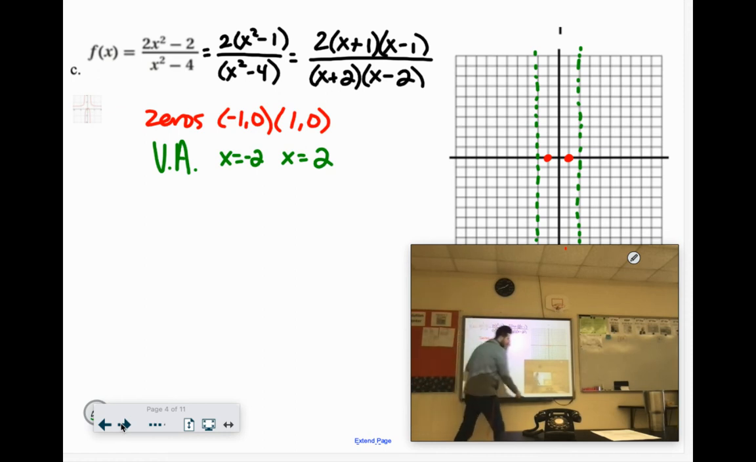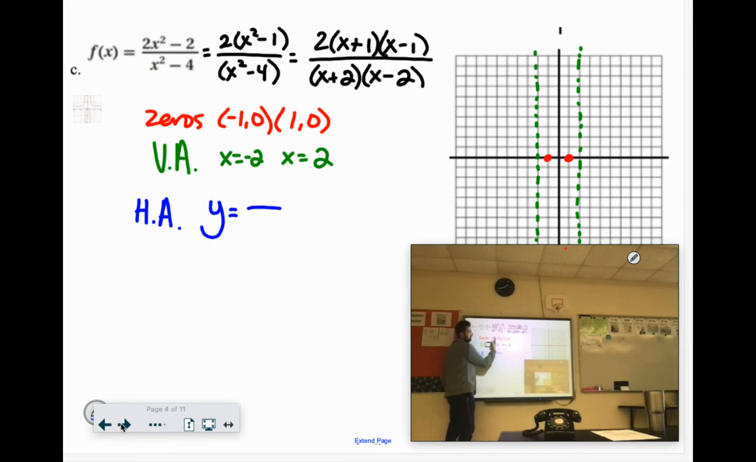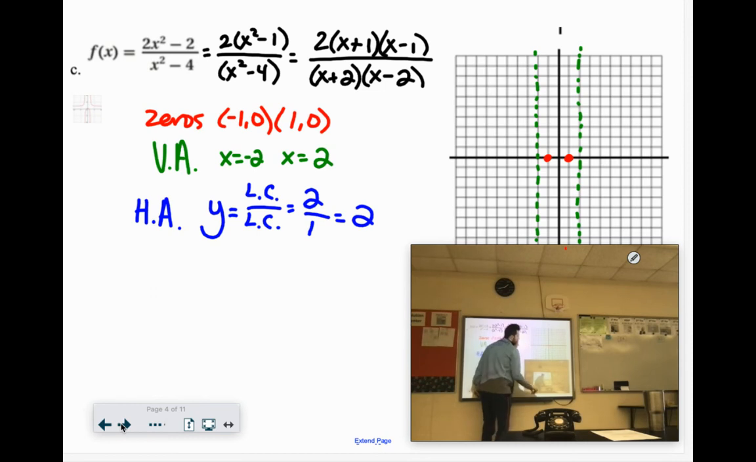And then as far as the horizontal asymptote, if you look, our degrees are the same. They're both to the second degree. So when the degrees are the same, you do y equals the lead coefficient in the numerator over the lead coefficient in the denominator. The leading coefficient is just the number in front of that highest degree. Up in the numerator, it's a 2. The denominator is a 1, and 2 over 1 is 2. So we're going to have a horizontal asymptote at y equals 2, which is just a flat line at 2.